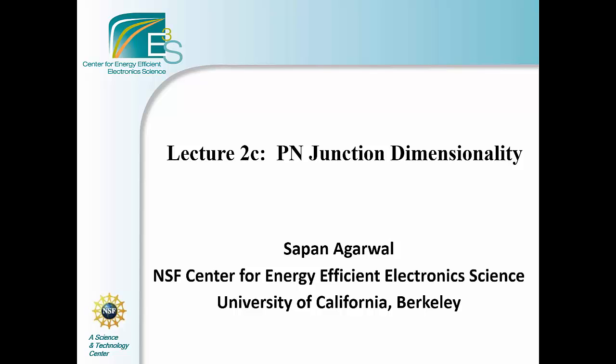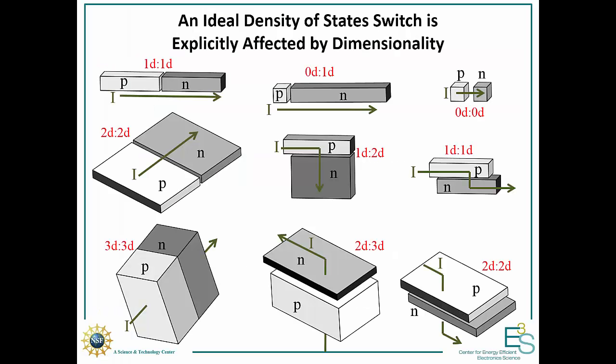In this part of the lecture, I'd like to talk about p-n junction dimensionality. So ideally, we want to make a density of states switch. We want to align the density of states in the conduction band with the density of states in the valence band. But what that means is that the density of states is going to be explicitly affected by the dimensionality of the tunneling junction. So that's to say you have a 1D density of states, a 2D density of states, or a 3D density of states.